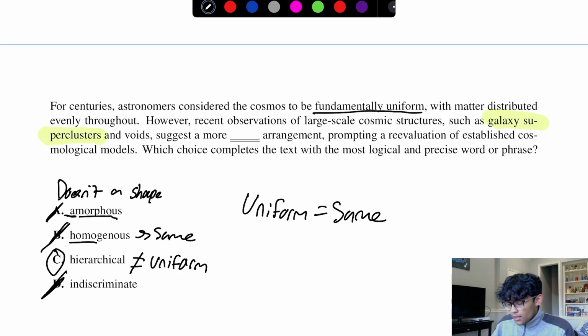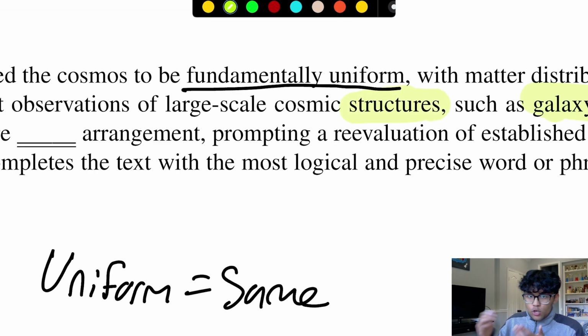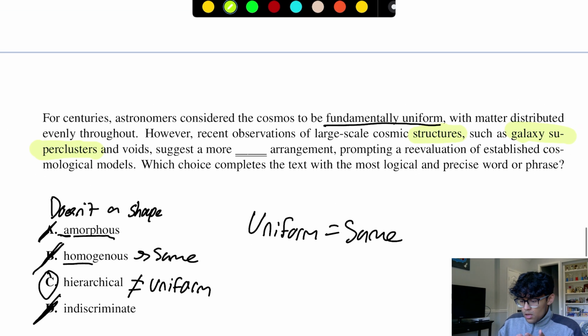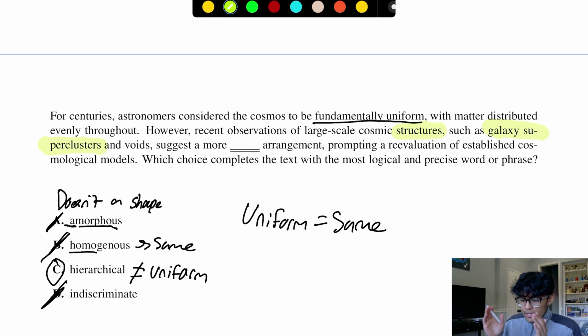Like if it said something like completely scattered around or something like that, then amorphous could make sense. But since it describes these cosmic structures, and there's structures as well, actually, that's probably important. If it's a structure, it has to have some sort of shape, right? So amorphous, I think, is close, but it's not quite there because of those context clues like structures and galaxy superclusters. So yeah, I would say hierarchical works because of process of elimination, but this question was also very difficult. And I'd say that's a little bit harder than what you're going to see on your SAT. But again, it's good to practice these hard questions, right?